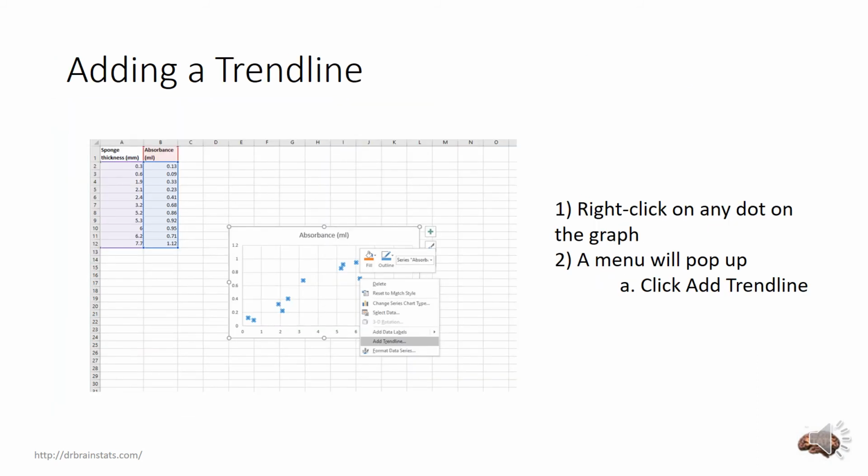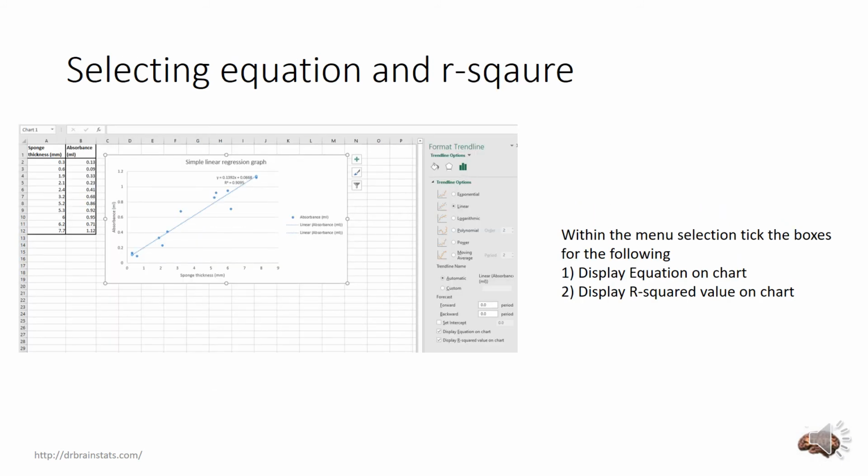Our second part is to add in a trend line. So just right click on any point on the chart and then click trend line as shown. Our next stage is using the menu, tick the boxes for the following: display equation on chart, display R² value on chart. Now we can see our equation at the top and also the R², which we'll be discussing later on.